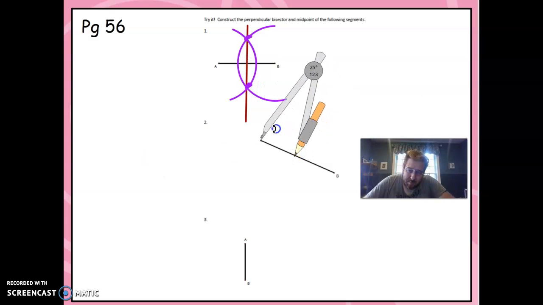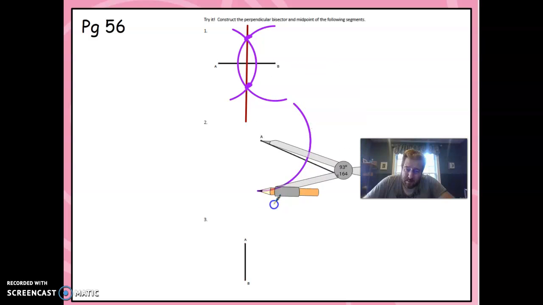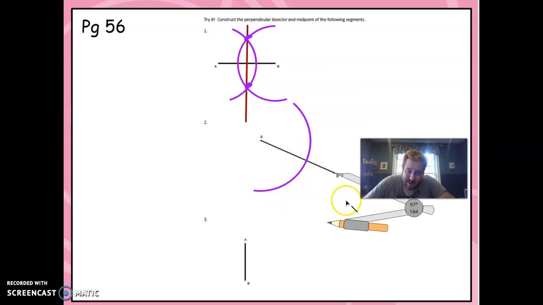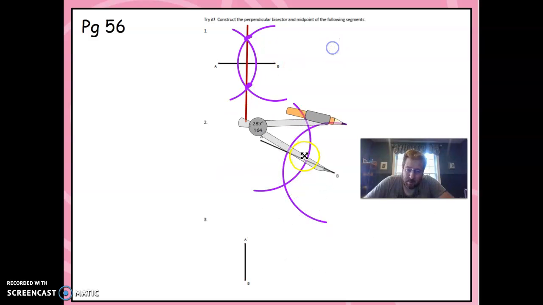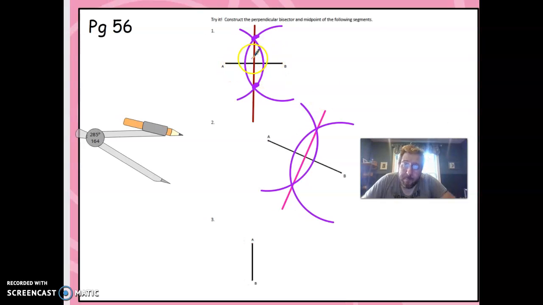So once again, I'm going to put my fixed point on A. I'm going to open up my compass so that it's closer to B, and then I'm going to make a semicircle. I'm going to bring it over here to B, make the exact same semicircle, and then I have myself two fixed points, which I could then use my straight edge to connect, and that is a perpendicular bisector. Now, I forgot my notation, so let me go back here.